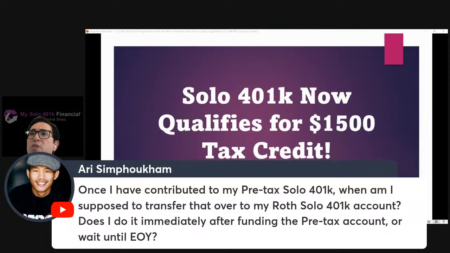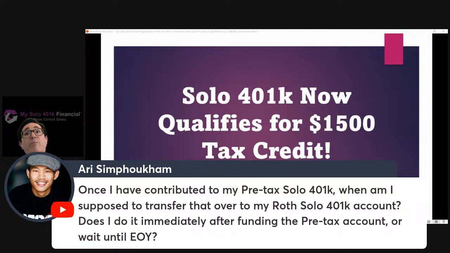Good question. Once I've contributed to my pre-tax solo 401k, when am I supposed to transfer that over to my Roth solo 401k? Do I do it immediately after funding the pre-tax account or wait until end of year? So if one is making a pre-tax contribution, that's going to reduce their taxable income for the year for which the contribution is made. And then if they then transfer the money to a Roth solo 401k, that'll be taxable for the year in which the money is transferred. So if they do that in the same year, it's going to be a wash. So they'll end up washing out that tax deduction benefit of making a pre-tax contribution.